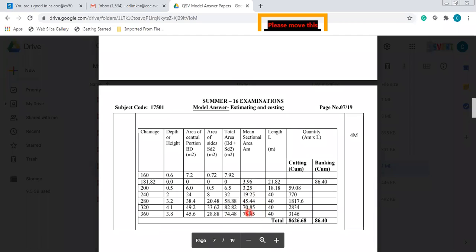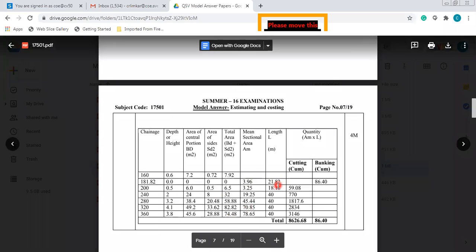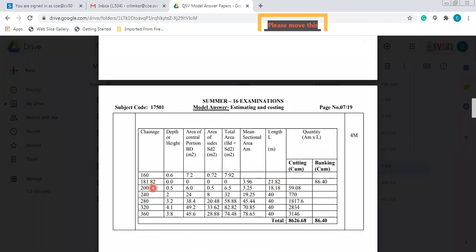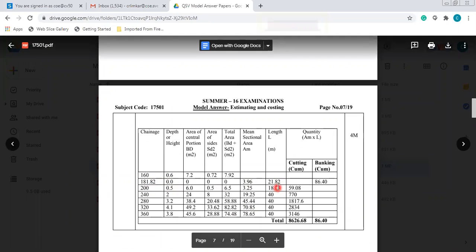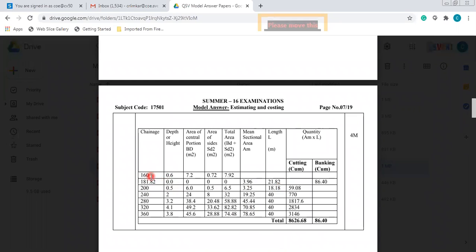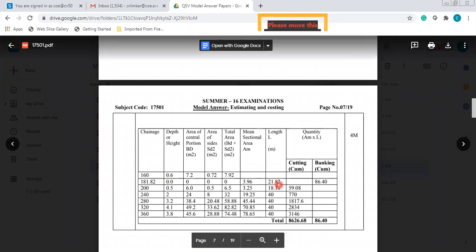78.65. Then we have the chainage lengths. See, the first chainage point is 160. The second, unknown chainage point is where depth is 0, and we have determined that distance is 21.82 meters, that is 21.82 meters away from 160. So here the length is 21.82.